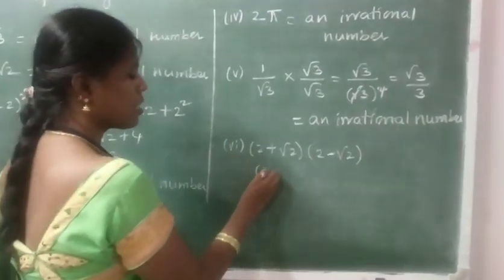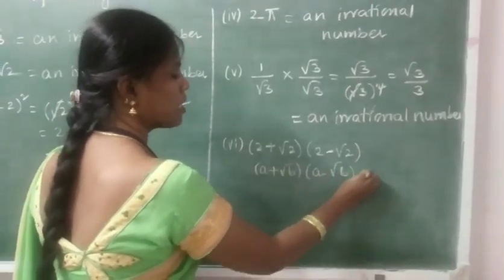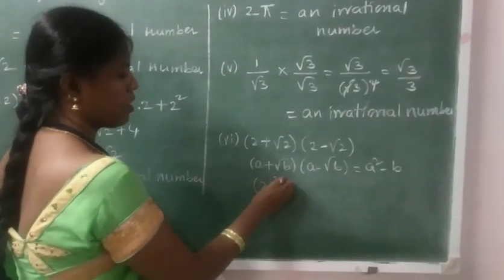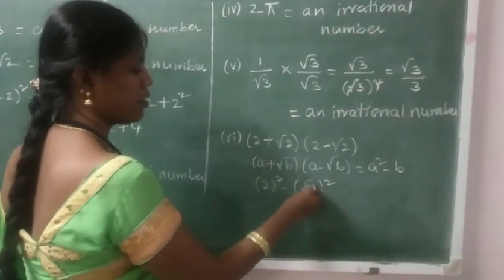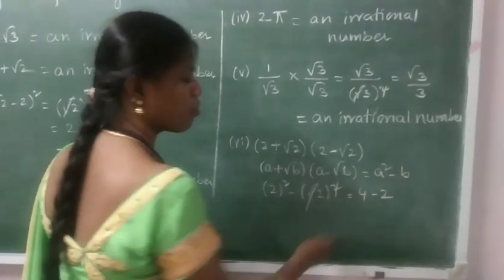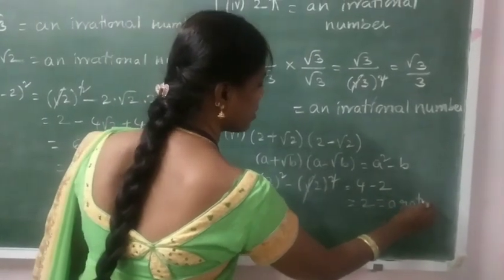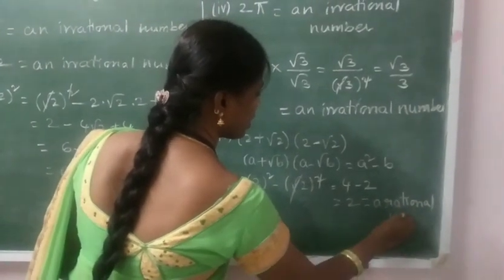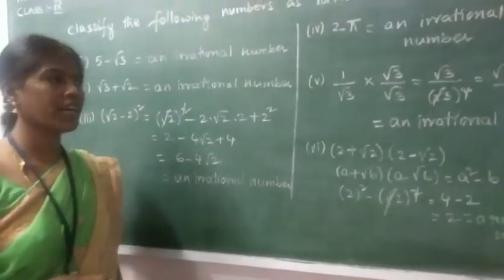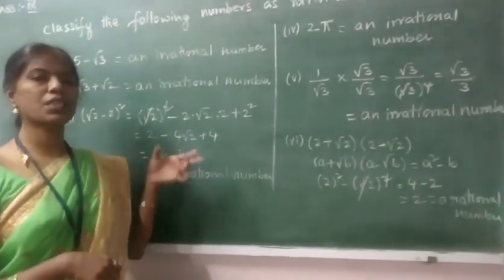Anyway, what is the identity we are using? (a + √b)(a − √b) is nothing but a² − b. So 2² − (√2)². The root and square cancel. 2² is how much? 4 − 2, which is nothing but 2. 2 is again a rational number. So here we had said whether it is rational or irrational, either by using the properties or by solving it.